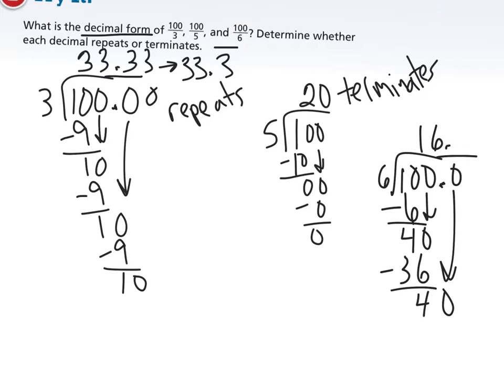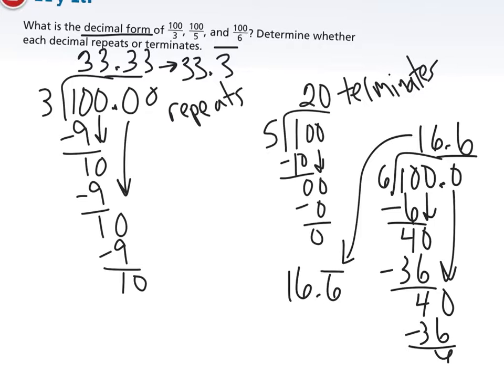6 into 40, 6 times. Okay, and that's just going to repeat as well. So if you wrote it out after the decimal, it would be 0.6 repeating. And so we could say it repeats itself.